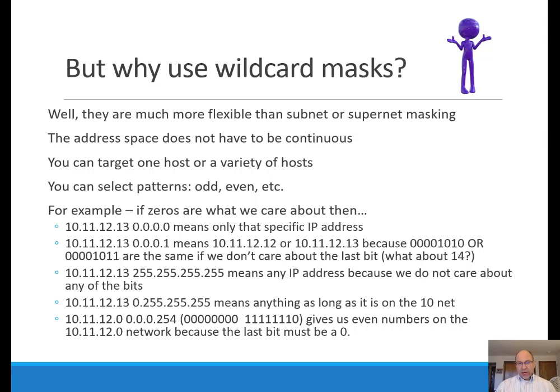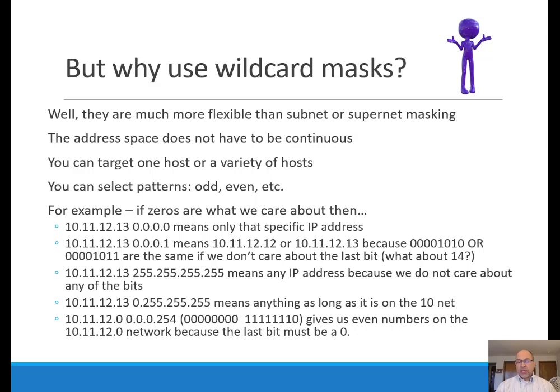But what happens if I change the wildcard mask again? 10.11.12.13, but this time the wildcard mask is 255.255.255.255. That means that I've just said I don't care about any of these bits. So in that case, it matches any host at all. If I change it again to 0.255.255.255, that means that the address can be anything. The match criteria can be anything as long as it's on the 10 net.